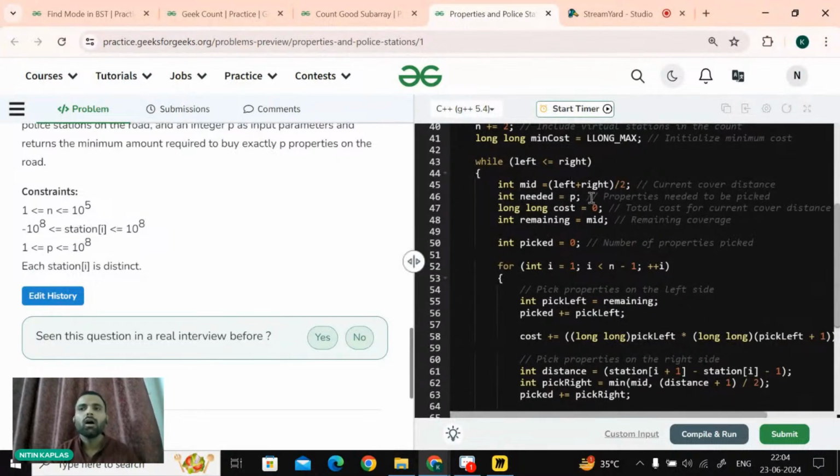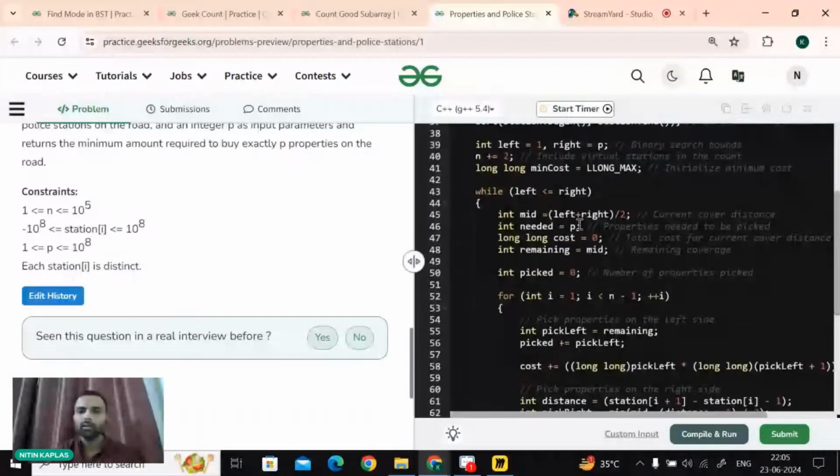What is your needed? Again, your needed will be 5, because at mid equal to 3 you already computed your minimum cost. That's why you need the needed part, which is 5, because your P is 5. Again your cost will be 0. Again you are calculating, for that particular i equal to 1, how many remain in the left part. How much have you picked? 0 right now. Again you go into the for loop and find the minimum cost as much as you can, so that loop will traverse till that case.